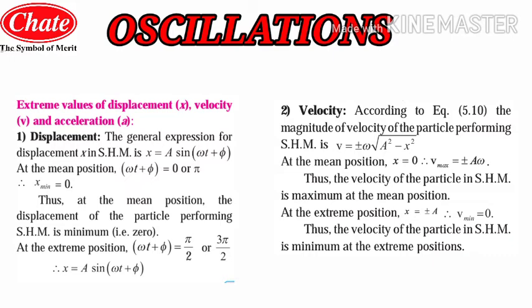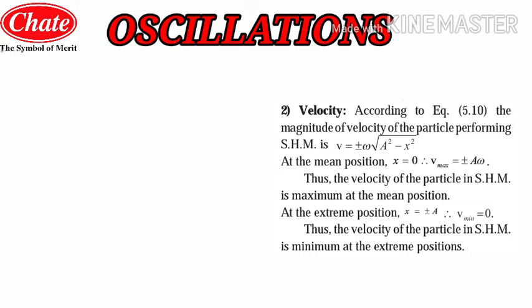Now we will see the second case for the velocity, at the extreme position. So x will be equal to plus minus a and v minimum will be 0. As you can see, students, if you put the value of x as plus minus a, then in the square root a square minus a square becomes 0, and 0 into omega will also become 0. So the minimum velocity is equal to 0.